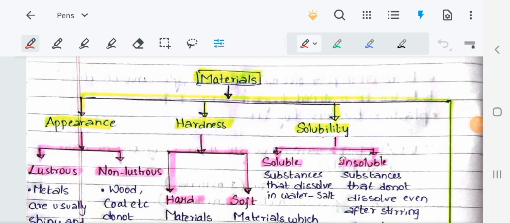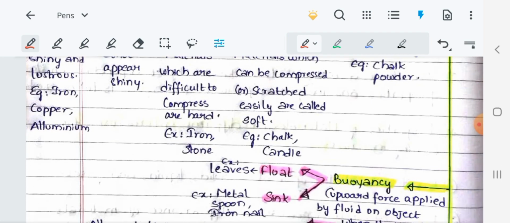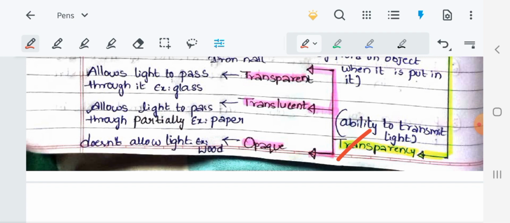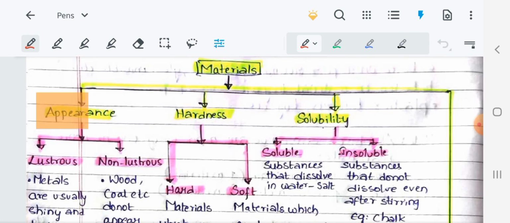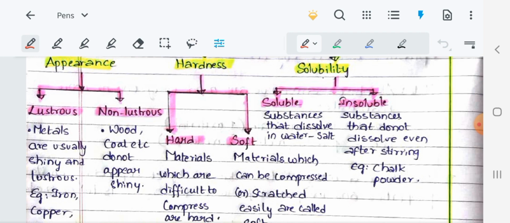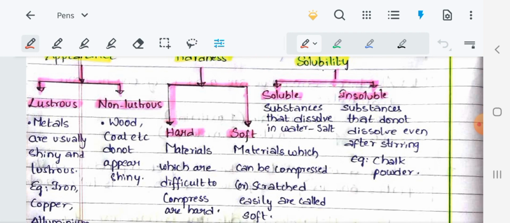Right, students. So now we will talk about each of these properties in detail. Materials can be classified basically on their appearance, hardness, solubility, buoyancy, and transparency. So these are the five different things into which materials can be sorted. First, let us talk about appearance. As I told you, materials can be either lustrous or non-lustrous.